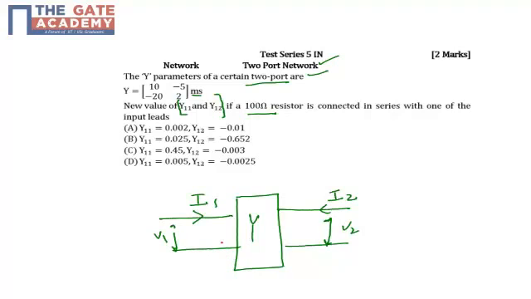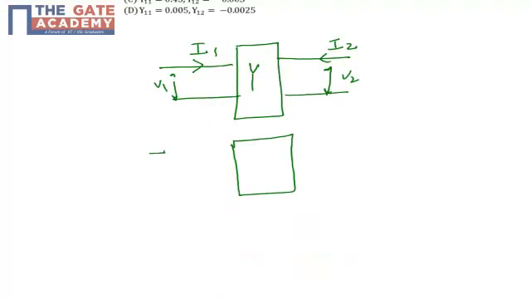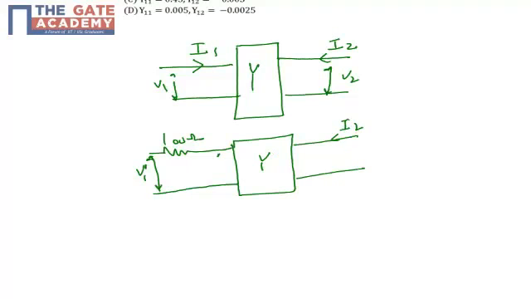Now the question says that a 100 ohm resistor has been connected in series with one input terminal. So find out the new values of y11 and y12. This is my question.